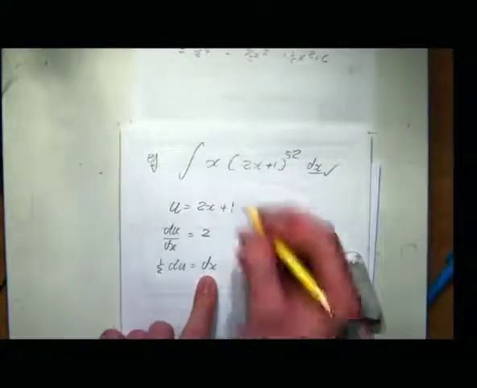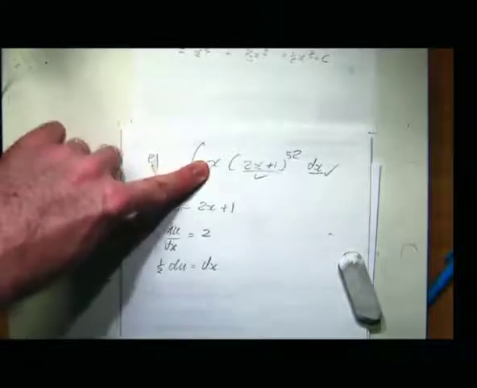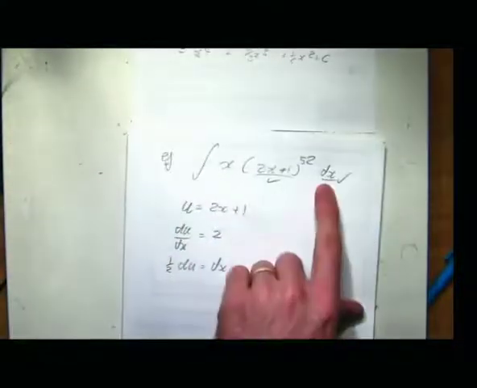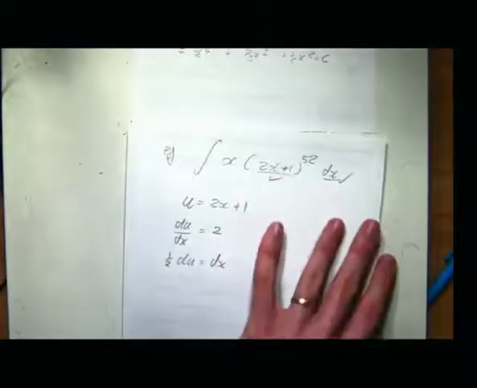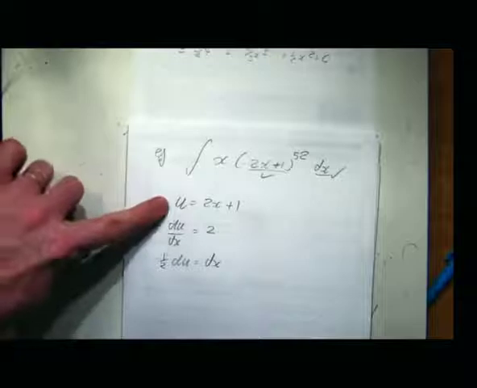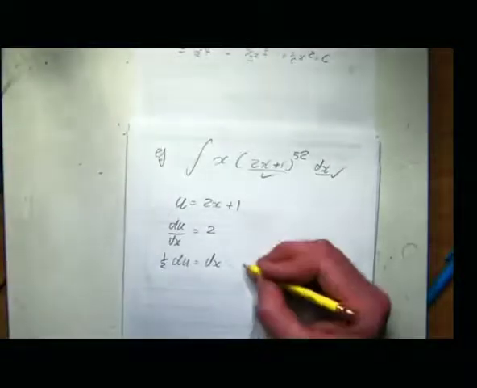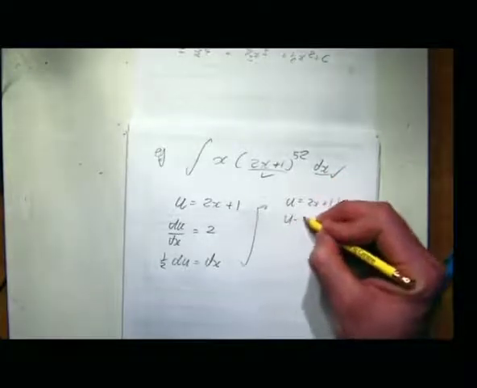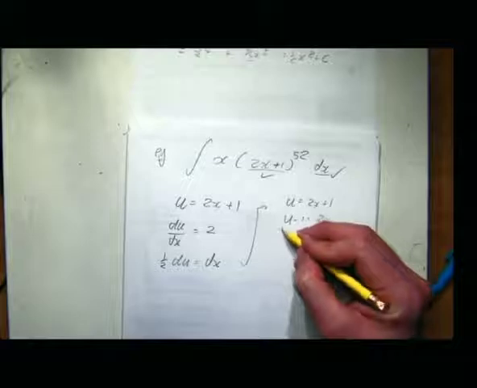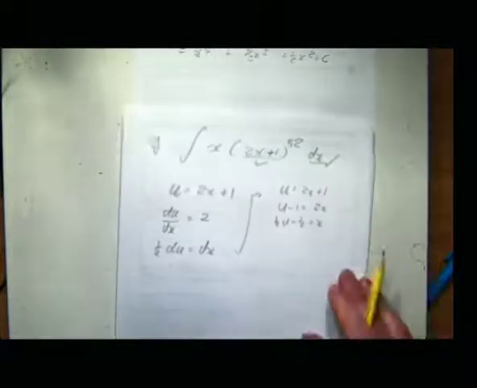So now the good thing is I can deal with the dx. I've done that. I can deal with the 2x plus 1. I've done that. There's still an x left over though, which is a problem, because this has turned into a du, this has turned into a u. Everything has to become a u. So I'm going to go back to my beginning, just here, and rearrange it to figure out what x is in terms of u. So u minus 1 equals 2x, and so a half of u minus a half is equal to x. And so that's what I'll do.